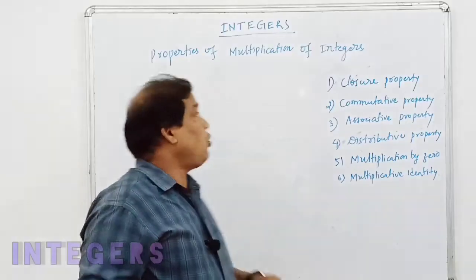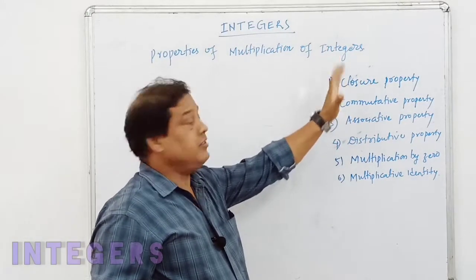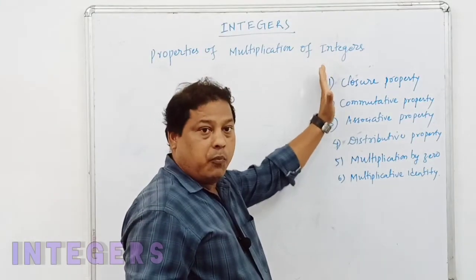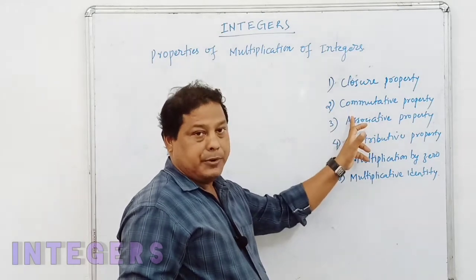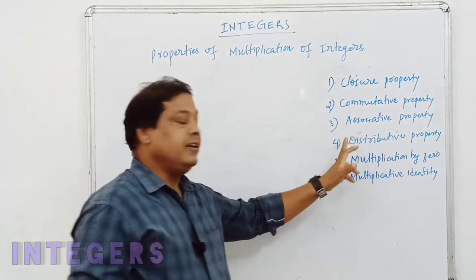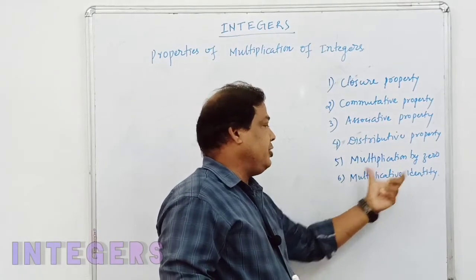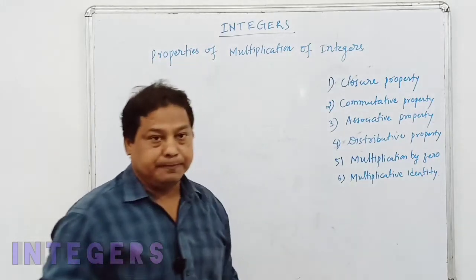The next topic is properties of multiplication of integers. Under these properties, we will see the following topics here. The first one, closure property, commutative property, associative property, then distributive property, then multiplication by 0, then multiplicative identity. So first of all, we will see closure property.